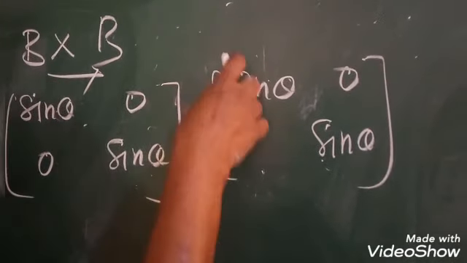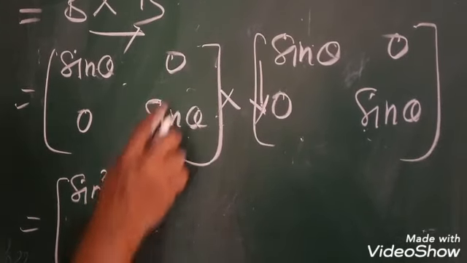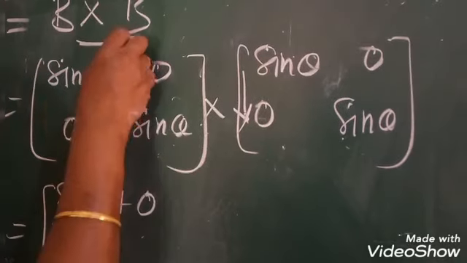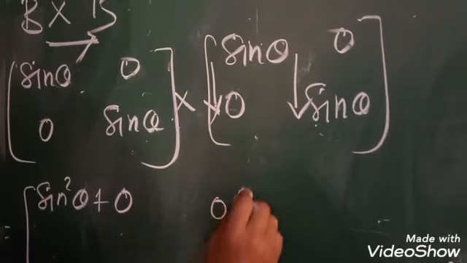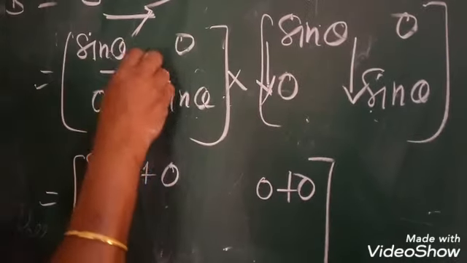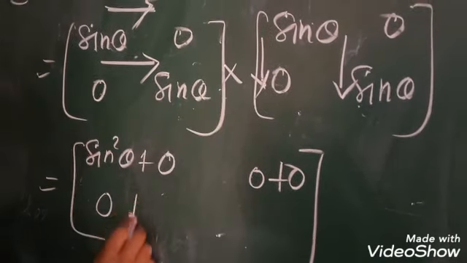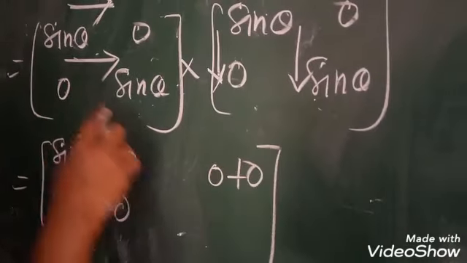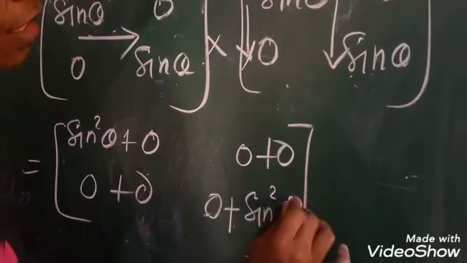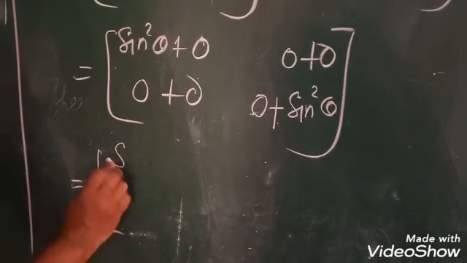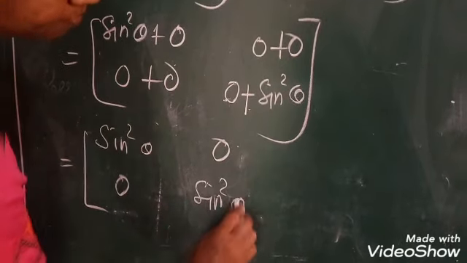Okay girls. The first row first column, the same procedure: sin theta into sin theta, what? Yes, sin squared theta, 0 into 0, 0. Next, the first row second column: sin theta into 0, 0, 0 into sin theta, 0. Okay girls, here the second row first column: 0 into sin theta, yes, then sin theta into 0. Okay, then second row second column: 0 into 0, 0, sin theta into sin theta, sin squared theta. Now you have to simplify. What is the answer? Yes, sin squared theta here, 0, here 0, here sin squared theta.